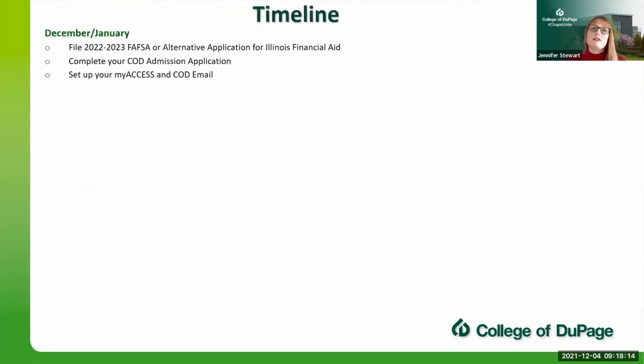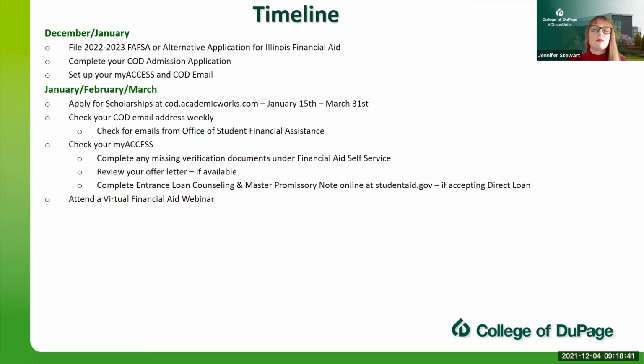Right? And that brings me up to the timeline. So this month and next month, really what we want to make sure you're focusing on is file that 22-23 FAFSA or alternative application for Illinois financial aid. Make sure the admission application is complete, set up your MyAccess, set up your COD email. So from a financial aid point of view, this month and next month is when you're going to really start doing all that prep work to get you in time for processing.